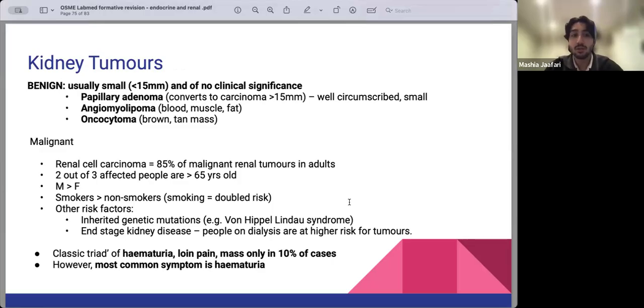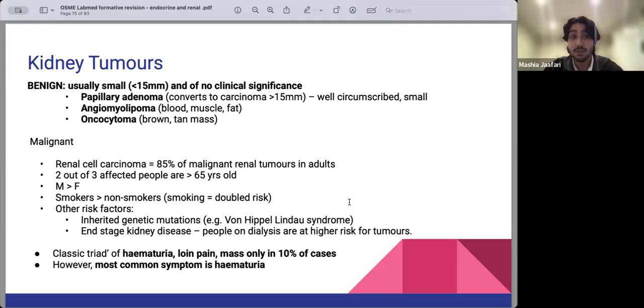Kidney tumors, we've got three benign ones. So papillary adenoma, angiomyolipoma, and oncocytoma. I'd say with oncocytoma, it's important to remember it's brown and it has a scar in the middle. Angiomyolipoma, as the name says, has three components. It's blood, muscle, and fat. Papillary adenoma is the odd one out. It's well circumscribed. It's not really got anything specific about it.